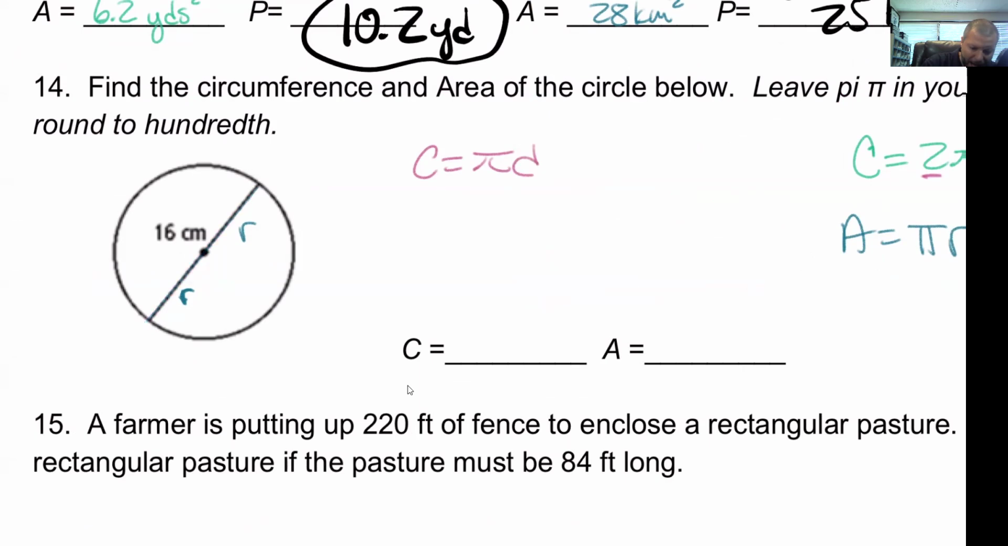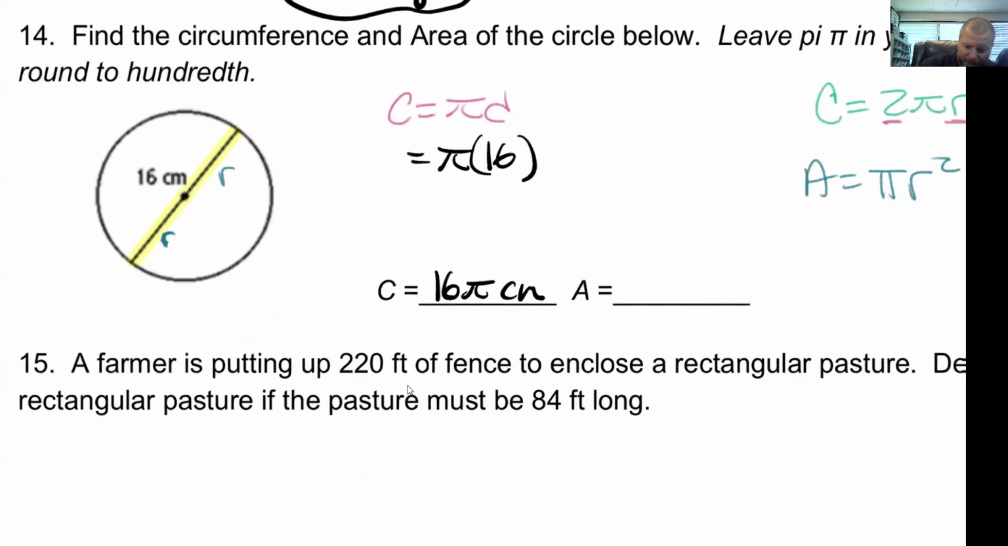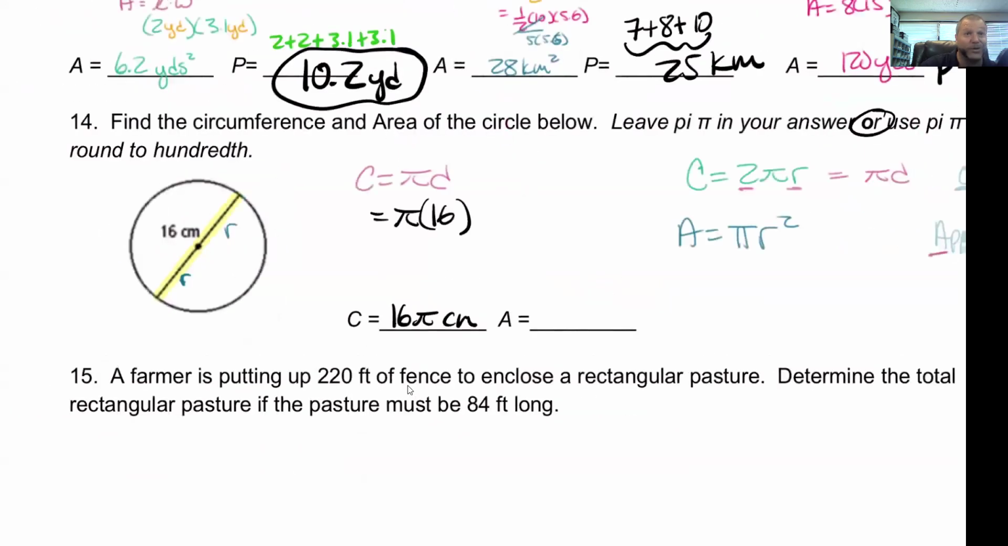Since this is the entire length through the center, this is the diameter. So it's just going to be pi times 16. I'm going to write that as 16 pi centimeters. I'm going to take advantage of the "or" here and not do that second part and just say 16 pi. That's an exact answer. If you did 16 times 3.14 or 16 times 3.1415926, you'll get basically the same number.